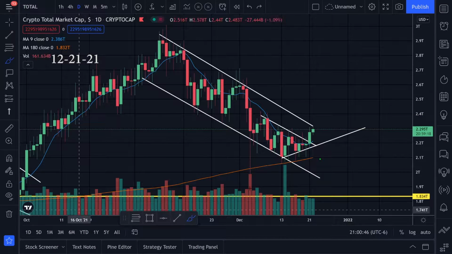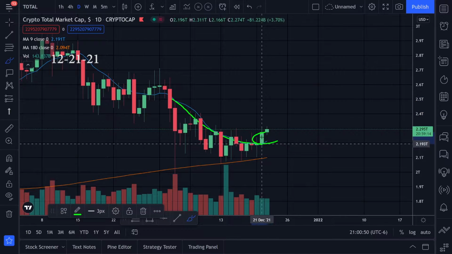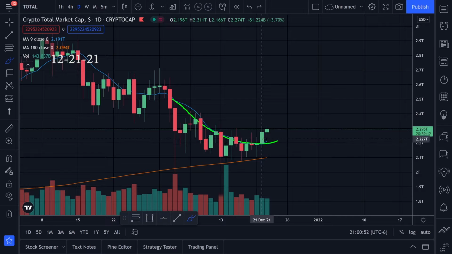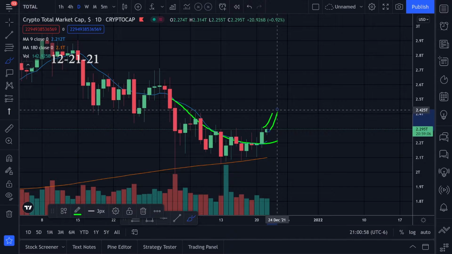Let's go ahead and delete everything. I'll show you that 9 moving average. We have the 9 moving average right here. We broke above it on the daily time frame. I think that's a good signal. We actually broke above it, and now it looks like we're getting that second green candle, maybe a confirmation candle. Let's see if we could keep pushing to the upside.